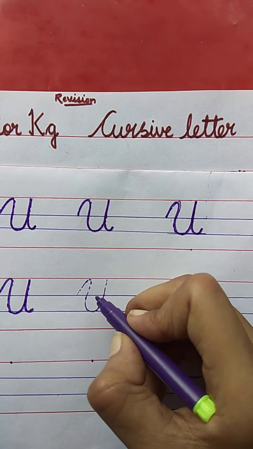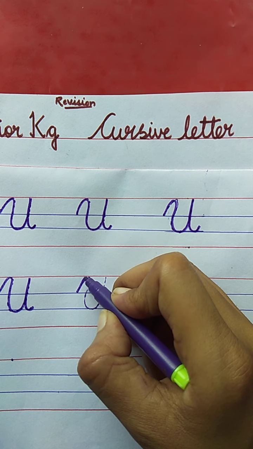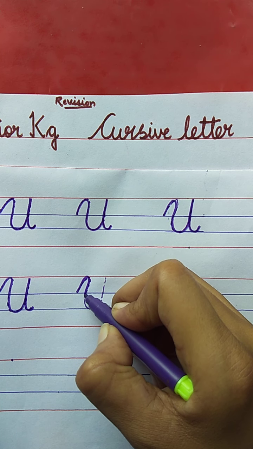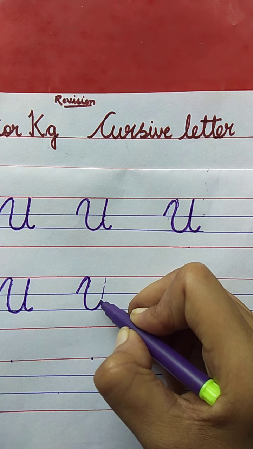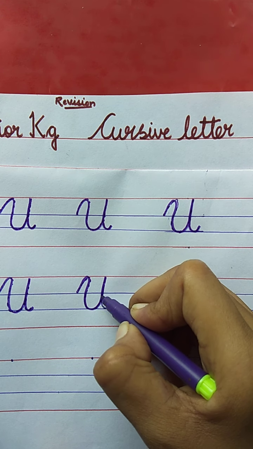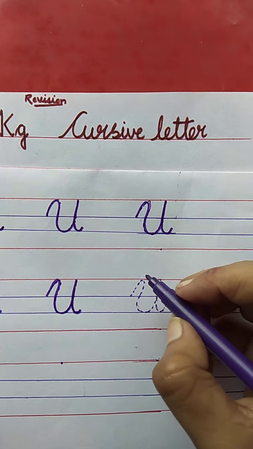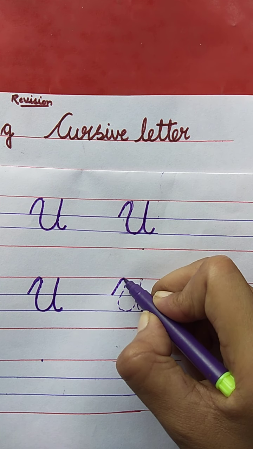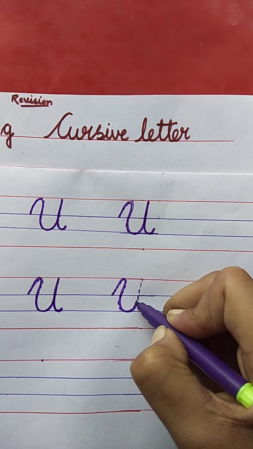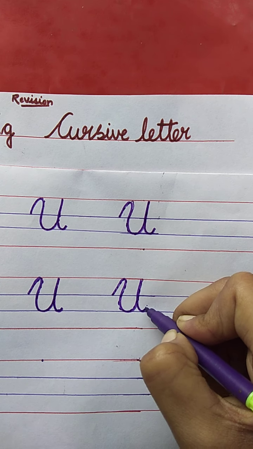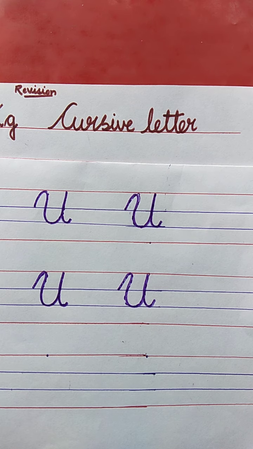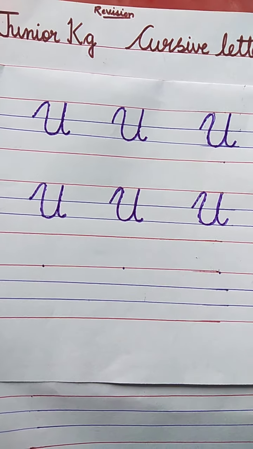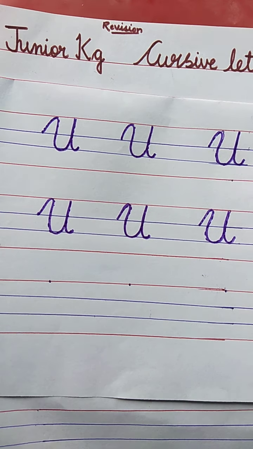Umbrella. Again write with me. From blue line you have to draw a curve. Again you have to draw a curve, semicircle, standing line, then a curve. Very good. U for umbrella. Again you have to write the U. U for umbrella. The spelling of umbrella is Umbrella. Now you have to write without tracing.